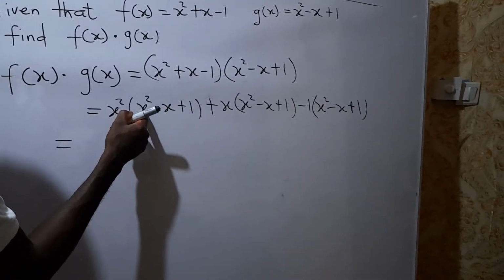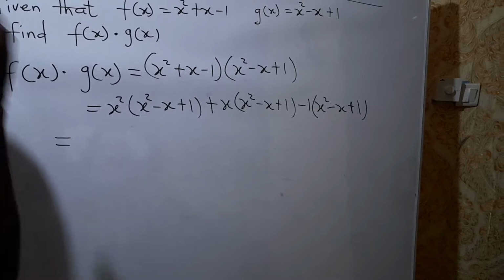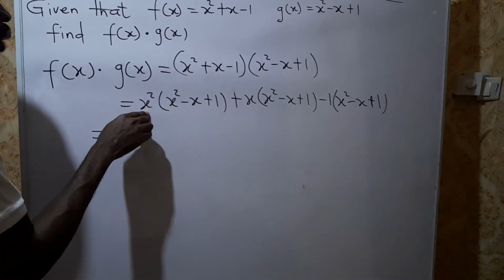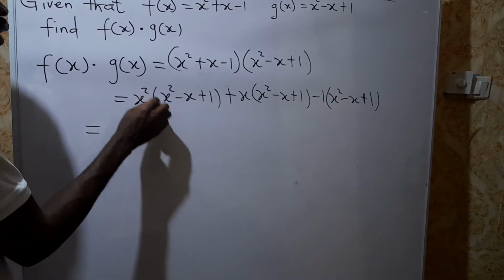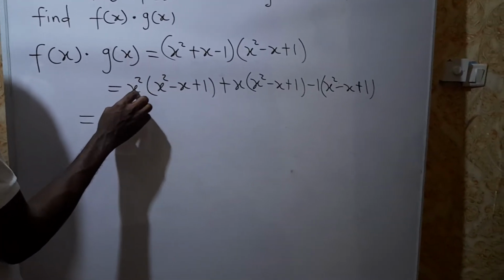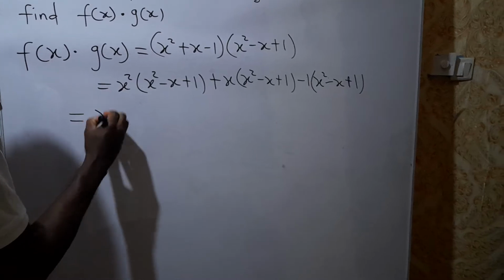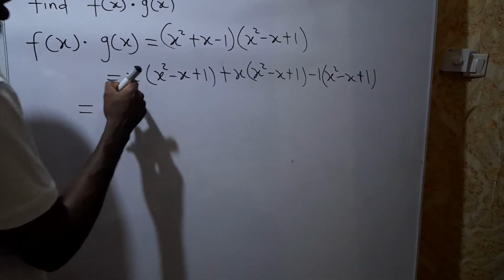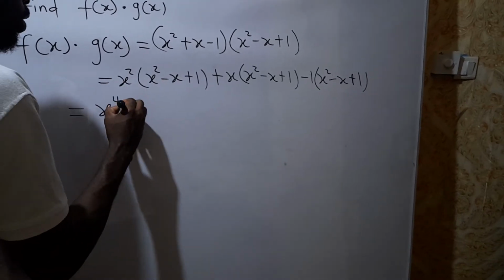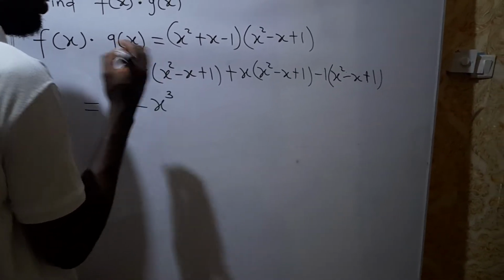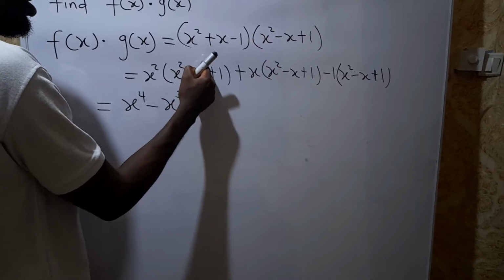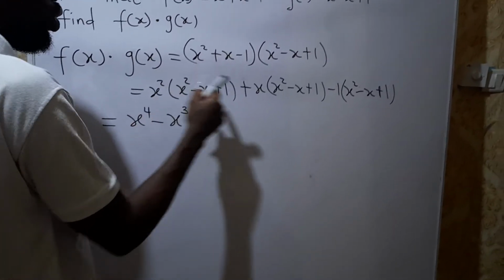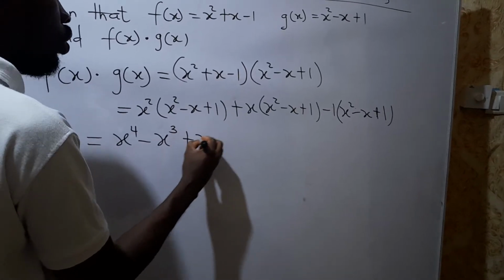So x squared times x squared. Here we are going to employ the idea of indices. When two indices are multiplying with the same base, we will just add the exponents. So x squared times x squared will just be x exponent 4. That's 2 plus this 2. Then x squared times negative x will be negative x cubed, because the exponent here is 1, and 1 plus 2 will give me 3. Then x squared times 1 will be x squared.